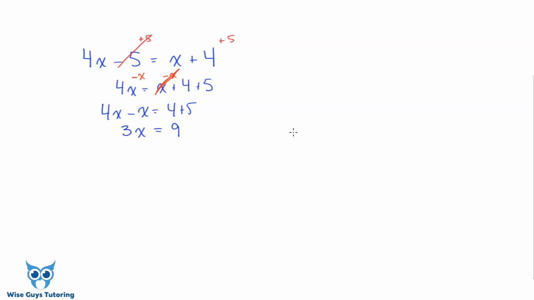Now we have a normal one-step operation to deal with. And since these two are being multiplied, as you remember, the inverse of multiplication is division. So I'll divide by 3 on the left side. The right side says me too, and gets divided by 3 as well. This 3 cancels with this one. And you end up with x equals 9 divided by 3, which is 3.